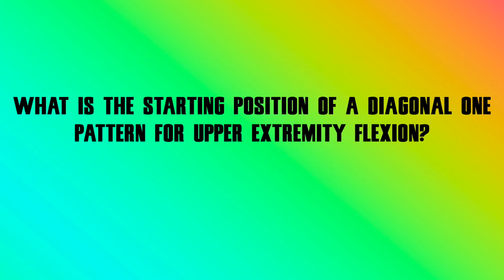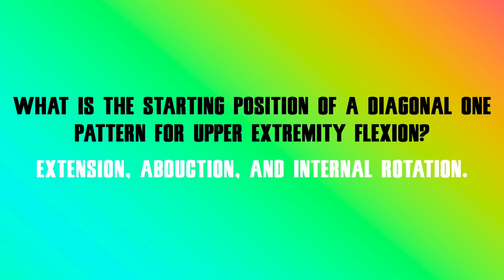What is the starting position of a diagonal 1 pattern for upper extremity flexion? The answer is extension, abduction, and internal rotation.